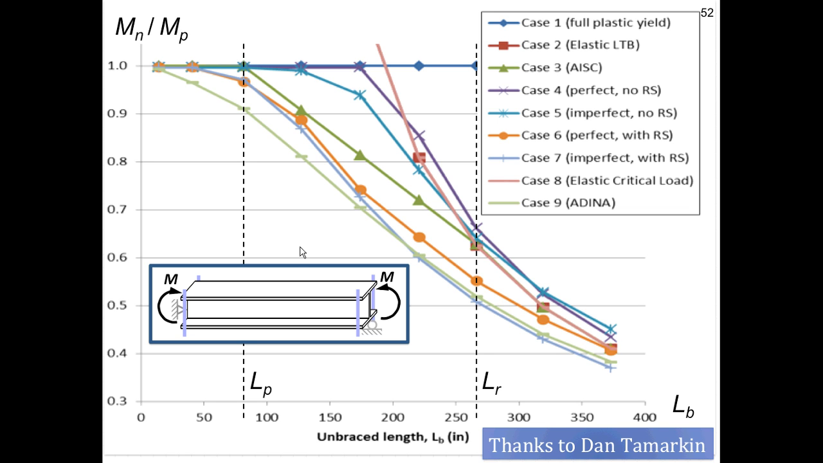And we can see that for relatively short unbraced lengths, we can reach the full plastic moment capacity. Then for this mid-range, we get inelastic lateral torsional buckling, and finally we get elastic lateral torsional buckling. And in each one of these ranges, we can see what the effect was for things like imperfections and the like. So Brent, I think I'll stop here and see if you've got any questions for me.